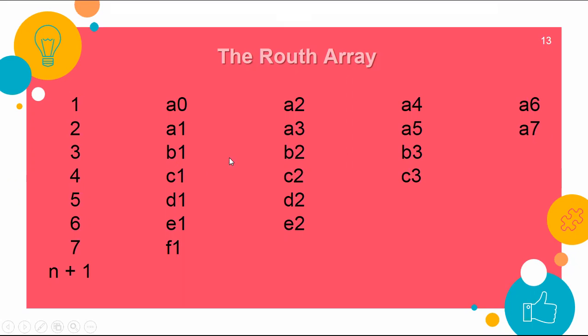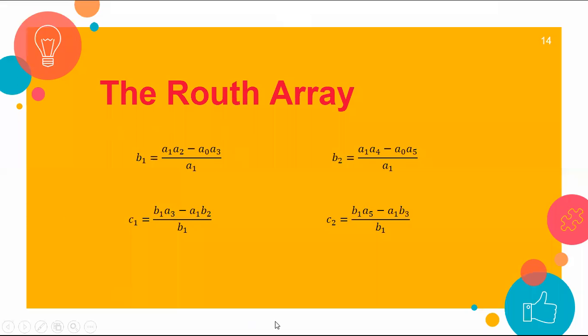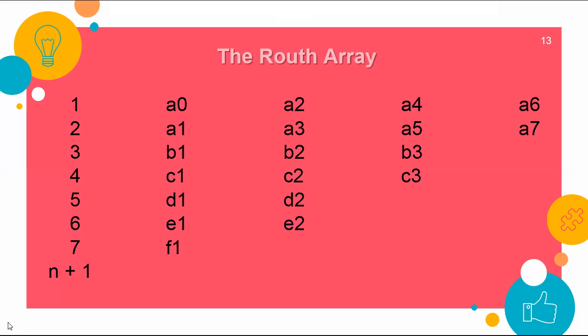Now, this B1 and C1 and D1 and E1 and F1, the rest of the elements here in this table are to be computed based on the following formula. So for you to complete your Routh array, you have this formula, and it has actually a pattern. A1, A2 minus A0, A3, divided by A1. That would be your B1. It's just like you're doing determinants. A1, A2 product minus A0, A3 product, divided by A1, that would be B1.